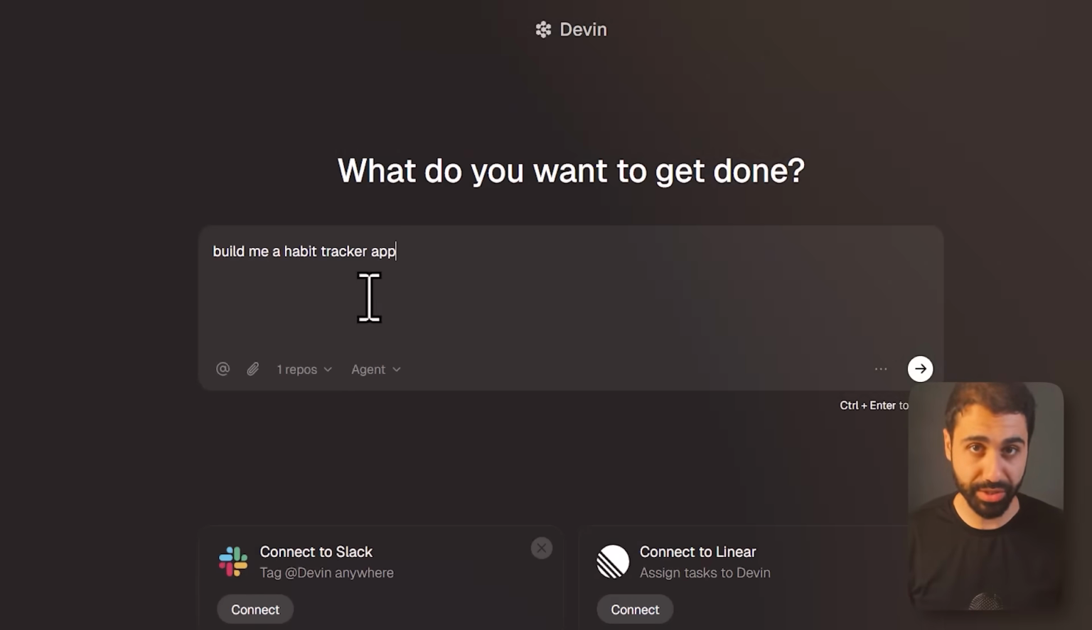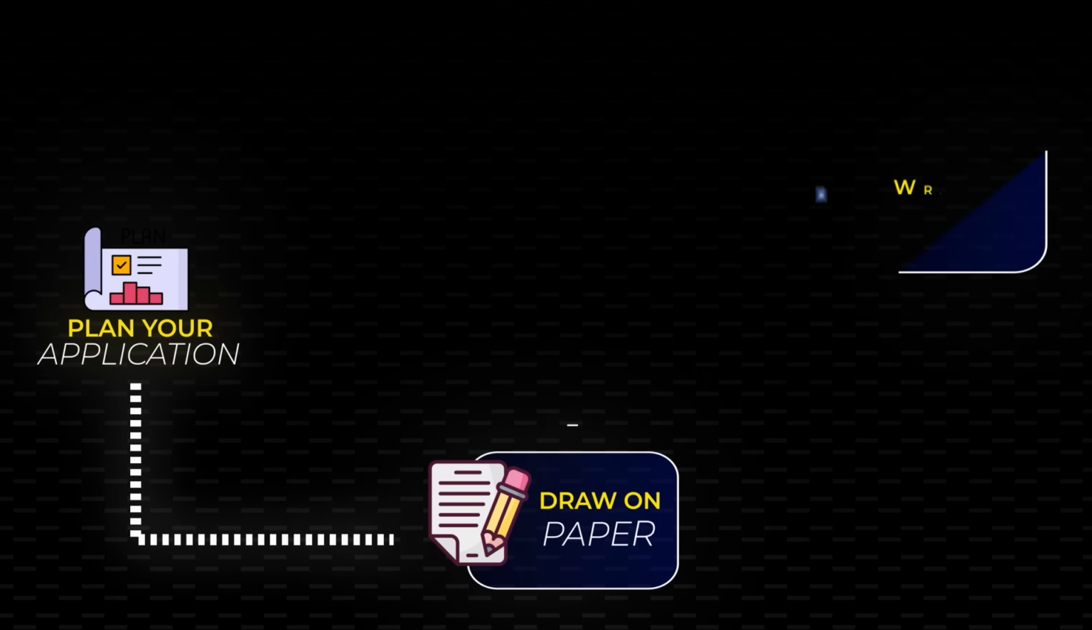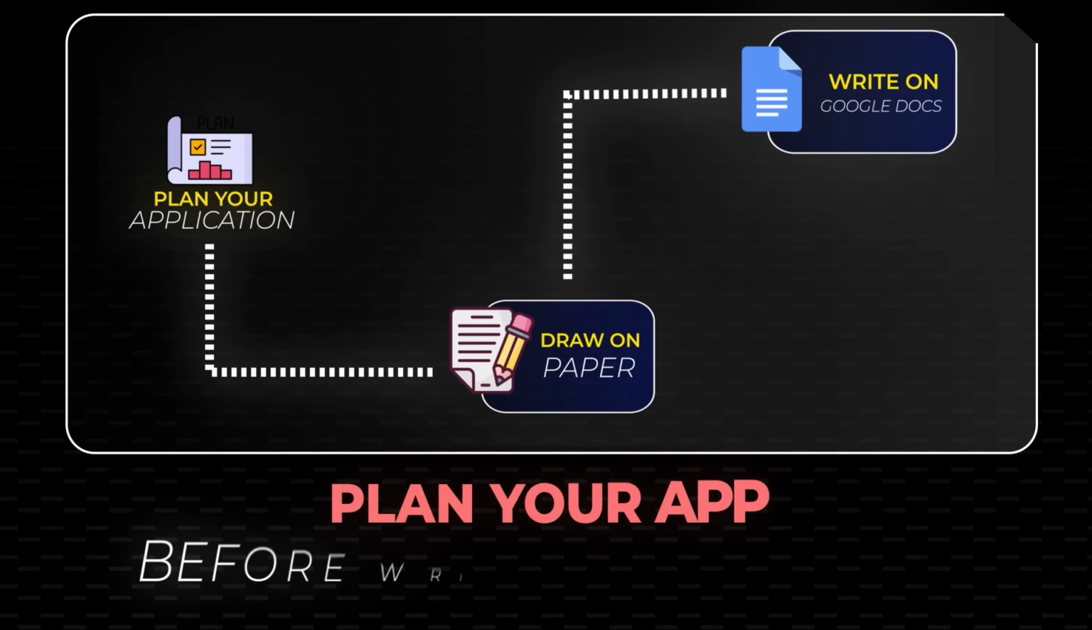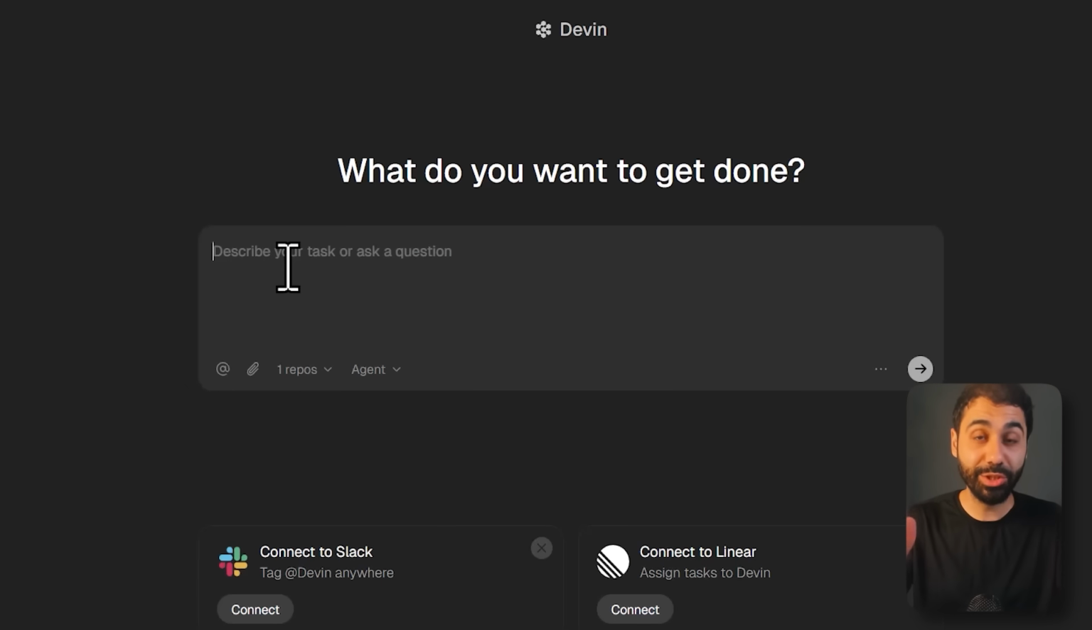Don't ever do this. You have to understand what screens you want, what the user will do, what exactly the app will achieve, what's the main goal of the app, what happens when they click here and there. So you have to plan your application first in your head. Maybe draw it on papers, write it down in Google Docs. Just plan your app before writing any prompt. So since we are starting from scratch, let's build the app together using Devin.